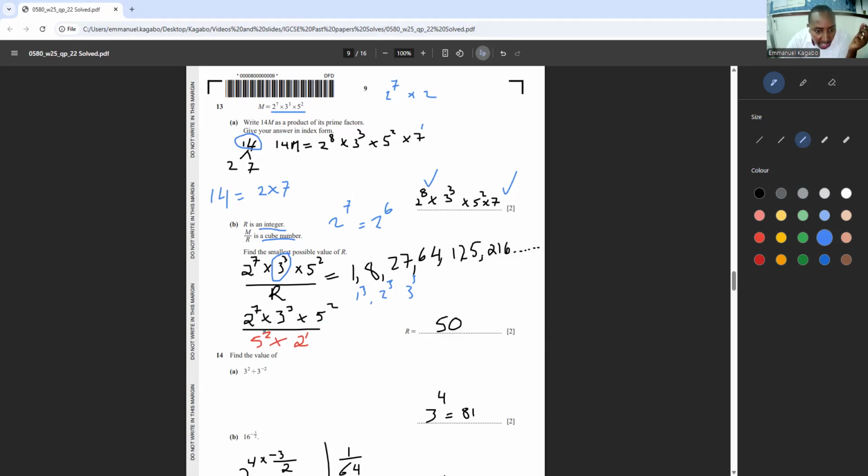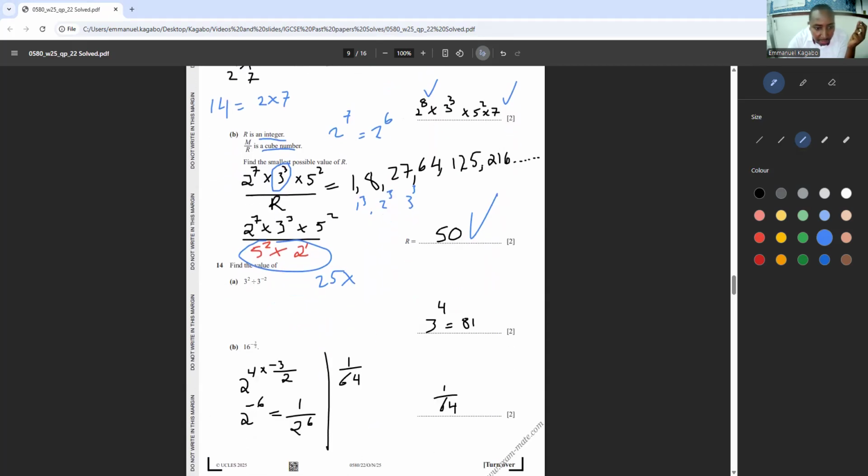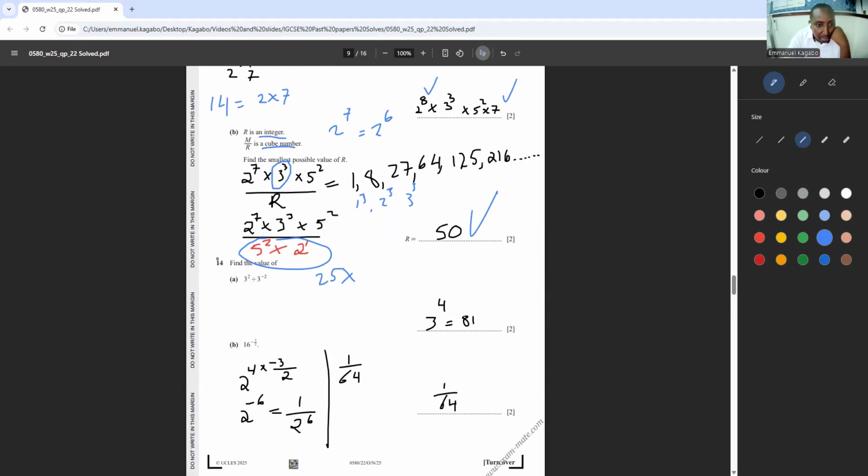So these two, if they simplify, then you are going to produce an integer, and then this one will be a cube number. And the smallest value of that will be this, which is 25 times 2, and that gives you 50. Very good. Question 13.